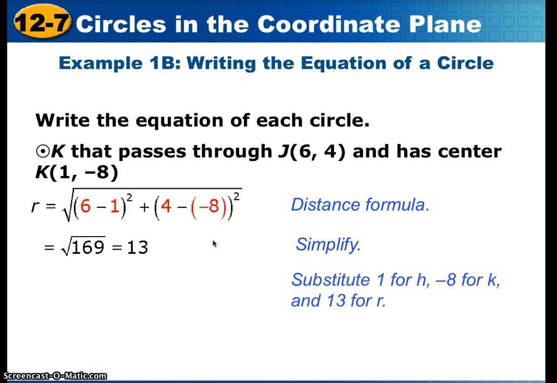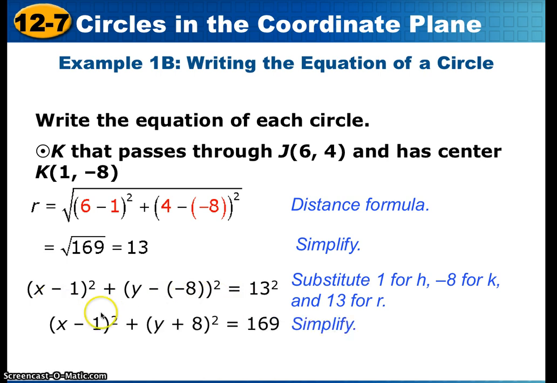Okay, we're going to substitute into the equation for a circle. What's our center? Our center is (h, k), so we're going to put 1 for h and negative 8 for k. And we're going to substitute r. We just found r to be 13. So we're going to substitute those into the equation for a circle, and when we simplify that, that gives us our answer. So we have (x - 1) squared plus (y + 8) squared equals 169.